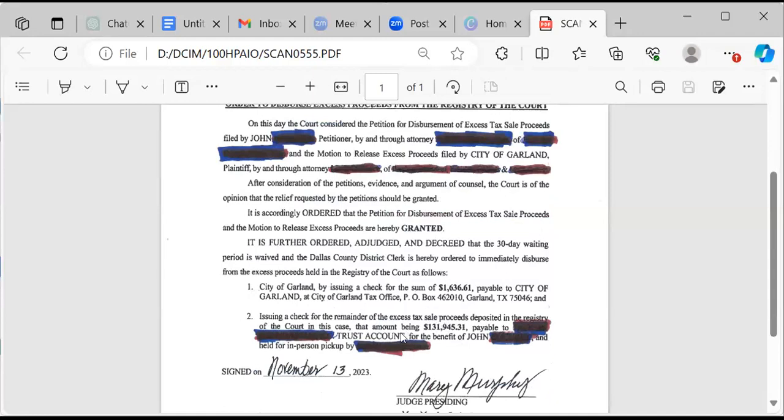The amount being $131,945.31, payable to, of course, the attorney, held for in-person pickup by the attorney. So the attorney will most likely go pick that up. If they did not do that today, I'm sure it will be tomorrow.